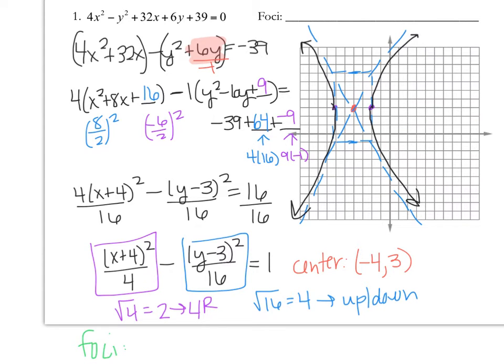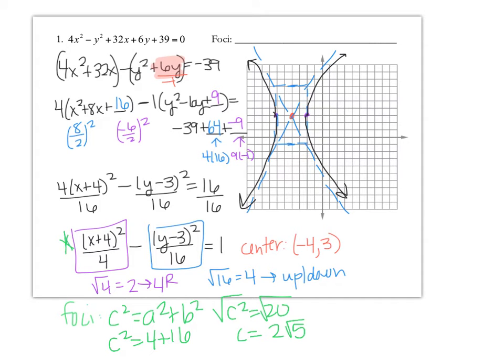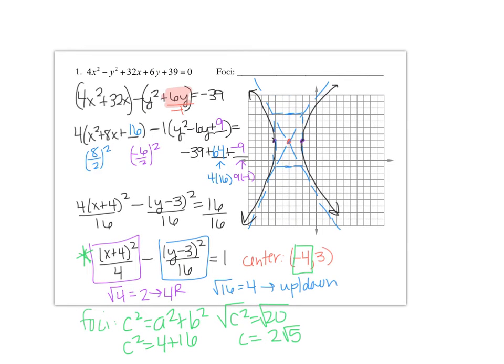The foci is going to be, zoom out a little bit, c squared equals a squared plus b squared. You're using that new formula. That's 4 plus 16. So c squared equals 20. Take the square root, and I do want you to leave this as a radical, but make it a simplified radical. This is 2 radical 5. And then if we look at what's in control, because the first fraction has x in it, x is in control, so that's going to get added and subtracted to the -4. So it's going to be -4 plus 2 radical 5, comma 3, and then also -4 minus 2 radical 5, comma 3.